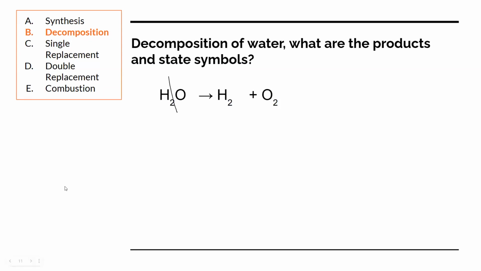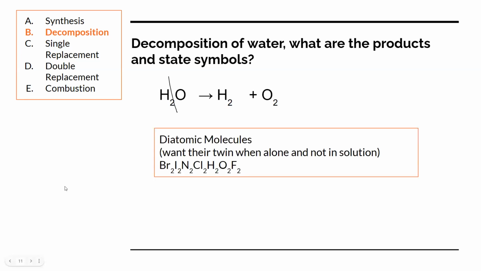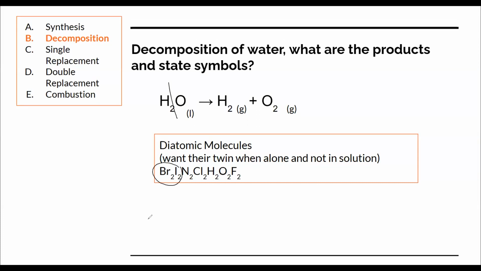What are our state symbols? So water, unless they tell you otherwise, you would say that it is a liquid. And hydrogen gas and oxygen gas, those guys are light enough diatomic molecules that they are also gases. When you get further down on the halogens, those guys are not gases anymore. Those guys are too heavy, but everybody else here is a gas when you are doing those state symbols. So now you can even predict state symbols on the product side, even if they don't tell you.